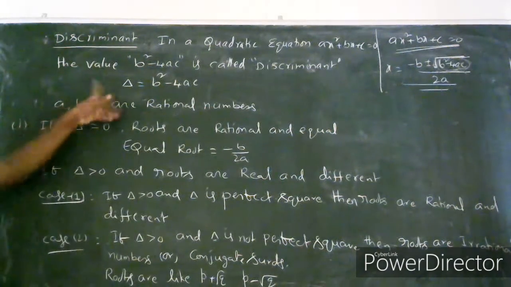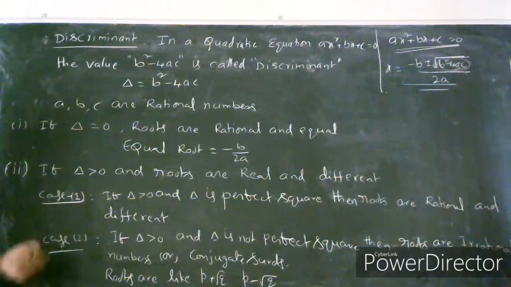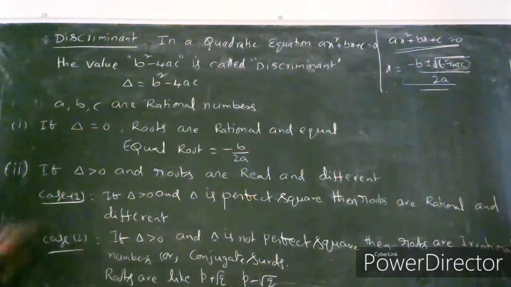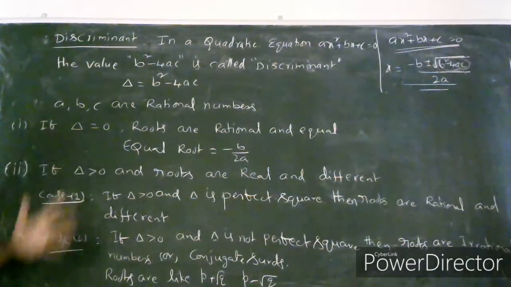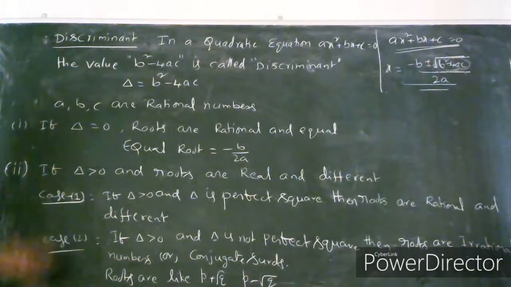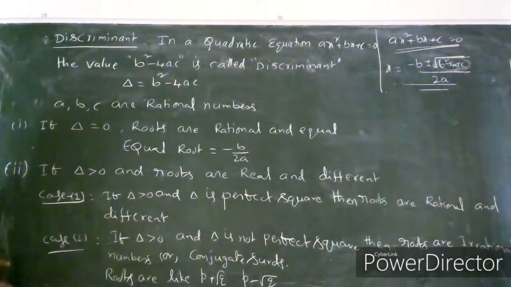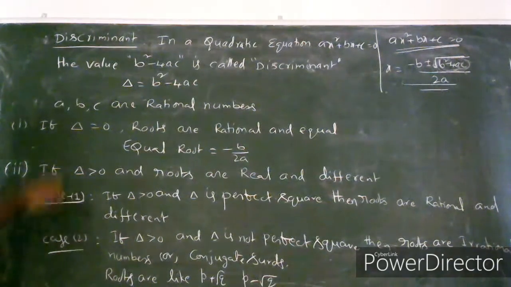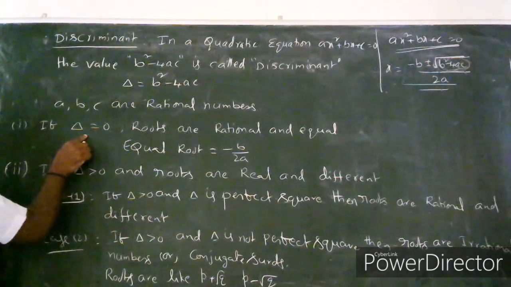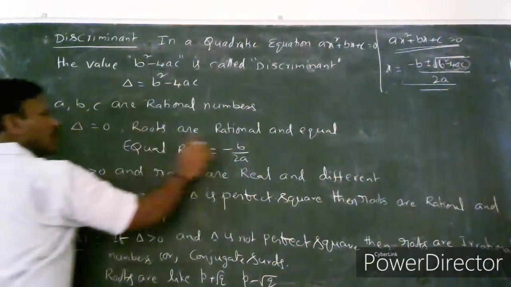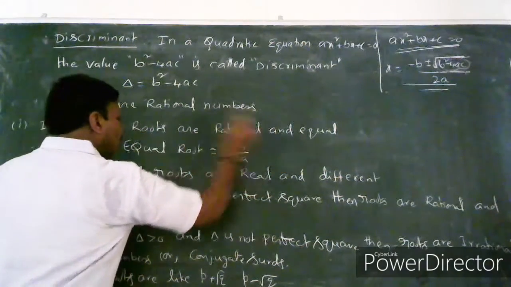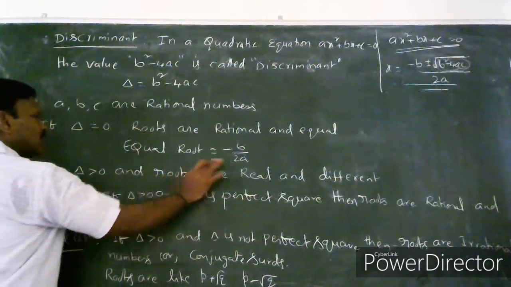Delta is the discriminant. We have three cases. The first case is delta equal to 0, another is delta greater than 0, and another is delta less than 0. What is the nature of roots? First I discuss delta is equal to 0. If delta is equal to 0, the roots are rational and equal. That equal root is minus b by 2a.